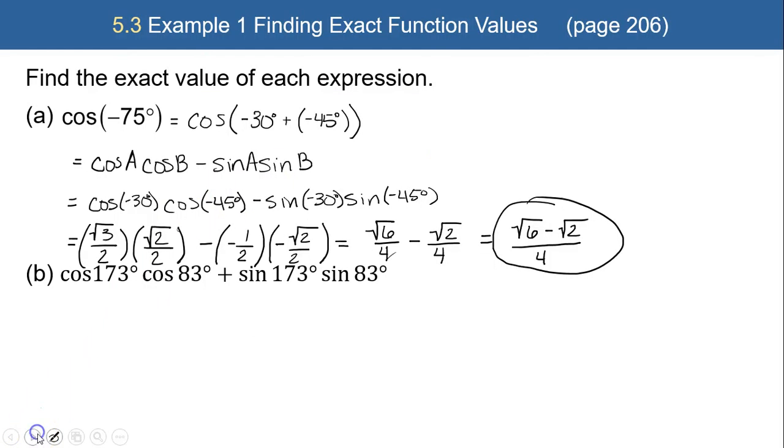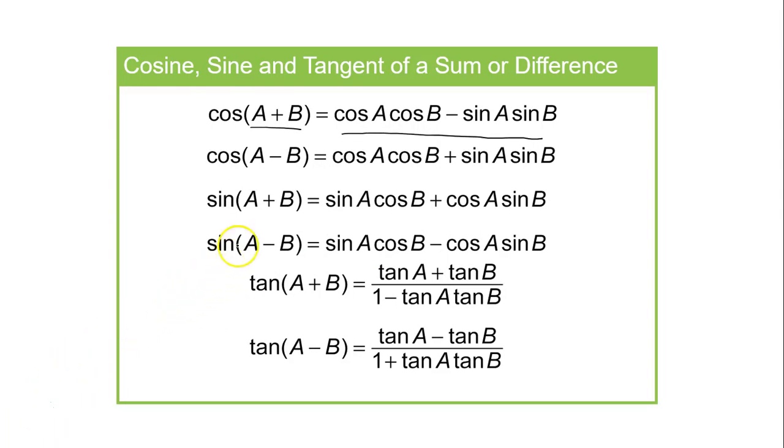So looking at this right here, we have cosine of 73 times cosine of 83 plus a sine value and another sine value. Okay, so match it back to one of these identities here. What we have is 2 cosines being added to 2 sine values. So we're using the cosine difference identity.